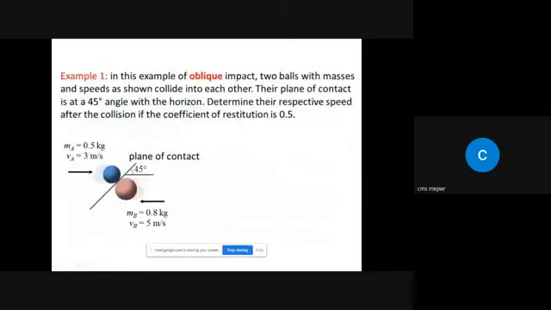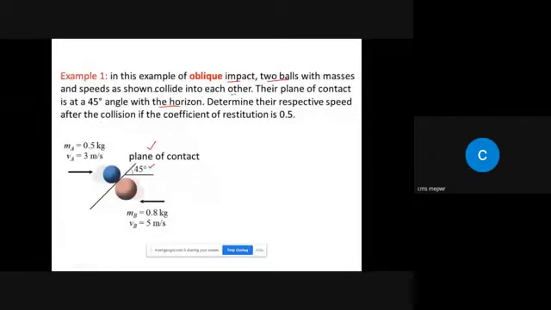This is an example of oblique impact. We have two balls, or two spheres, or two particles, or two objects, and both are coming in contact. And remember, the plane of contact is inclined to the horizontal at an angle of 45 degrees. So let's see what we have in this example of oblique impact. Two balls with masses and speeds as shown collide into each other. Their plane of contact is at a 45-degree angle with the horizontal. Now determine their respective speeds after the collision.